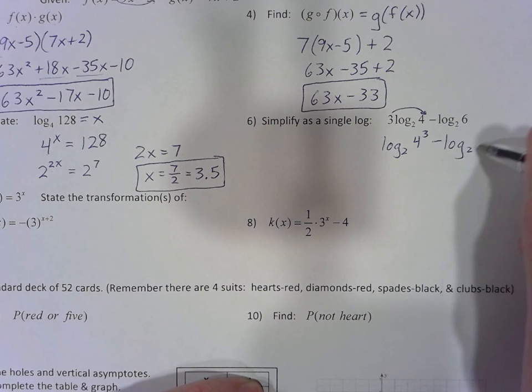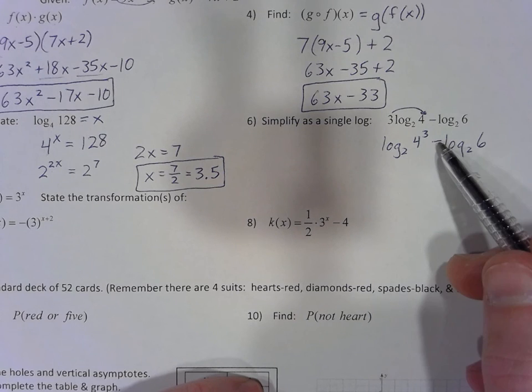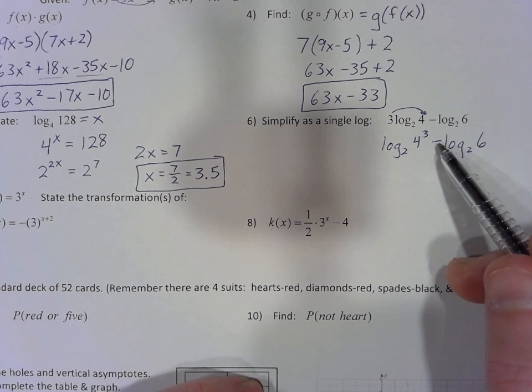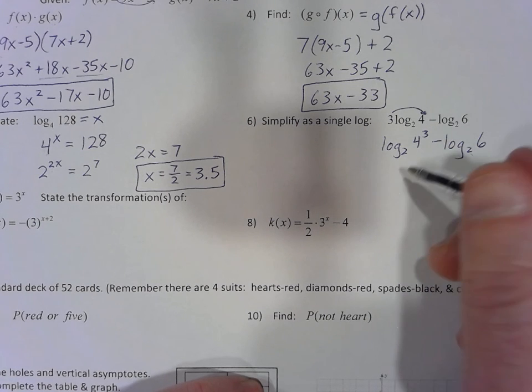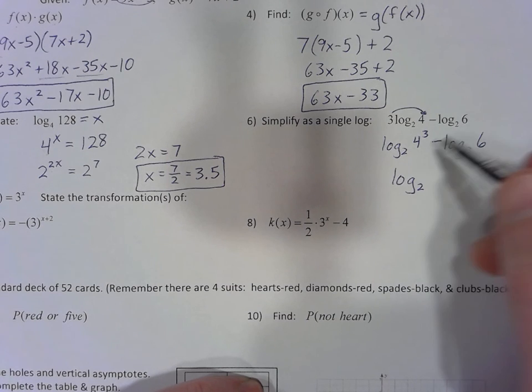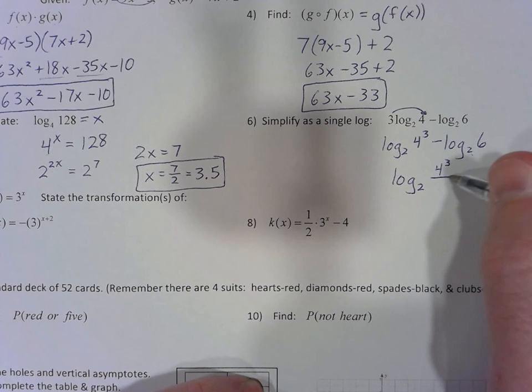Okay. The last two rules deal with adding or subtracting two logarithms. In this case, we have subtraction with the same bases of the logarithms, and so we can combine it into one logarithm by taking the first log, 4 to the 3rd power, and dividing it by the second log, 6.